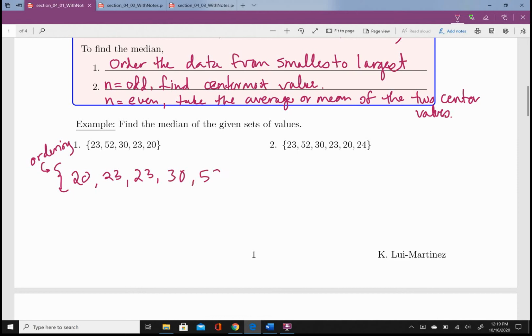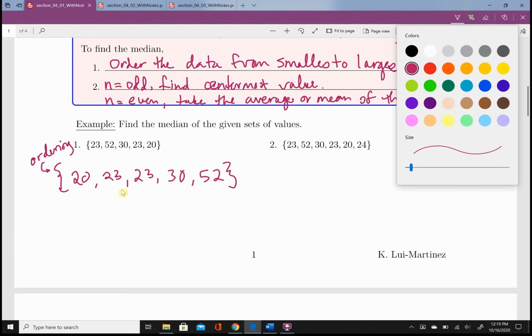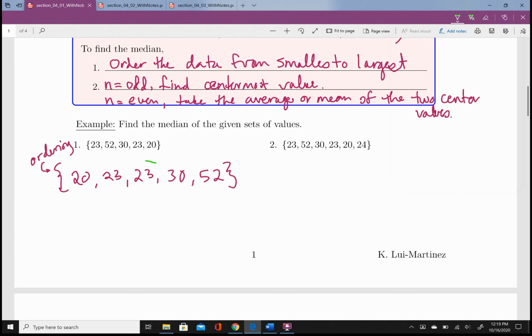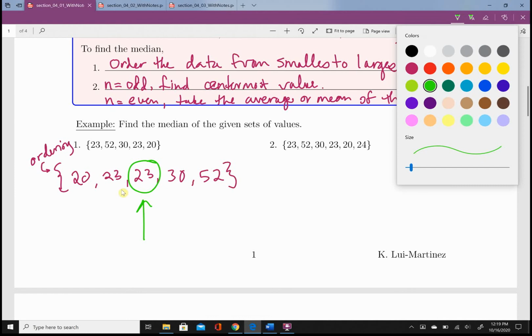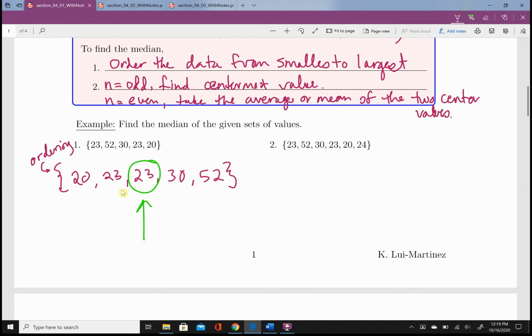So notice that I've reordered the data from smallest to largest, and since there are 1, 2, 3, 4, 5 values, that's an odd number, I'll go for the exact center value, and that gives me my median. So in this case, the median is 23. Capital M equals 23 is appropriate notation there.